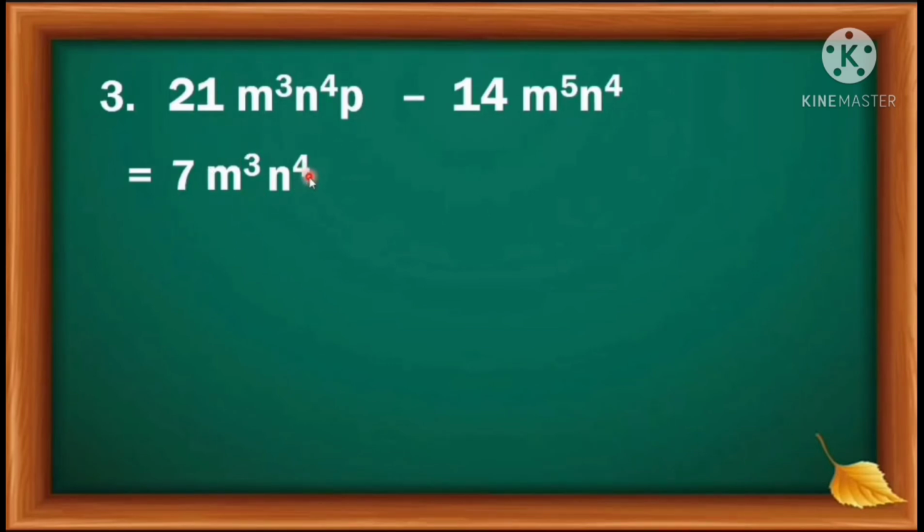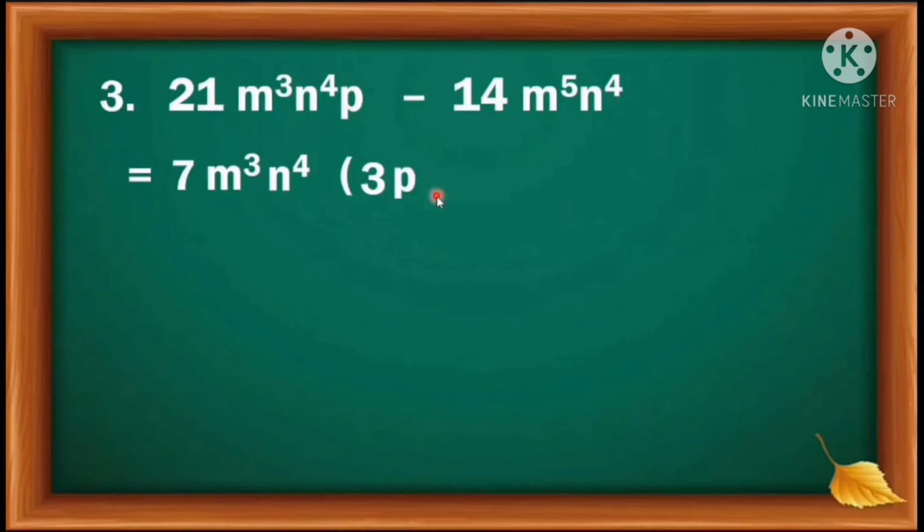Okay, next step, we will divide this polynomial by the GCF. First is 21 divided by 7, that is 3. M cubed divided by m cubed, that is equal to 1. N raised to 4 divided by n raised to 4, that is also equal to 1. And we are no longer going to write it here because it's 1. So pag minultiply natin yung 3 kay 1, hindi rin naman mag-a-appear si 1 kasi 3 pa rin naman yung magiging sagot. How about yung P? Just copy P or bring down P.